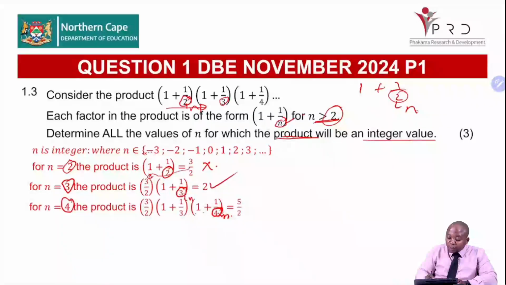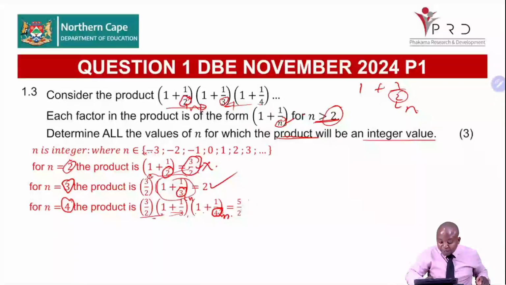The product is going to be the product of all of those that came before, which is 3 over 2, the one from the first part, multiplied by what? Multiplied by 1 plus 1 over 2, which is the second one here. So I'm going to multiply those two products that came before n equals 4. Then my product becomes 5 over 2. The 5 over 2 is not an integer, it is a decimal.